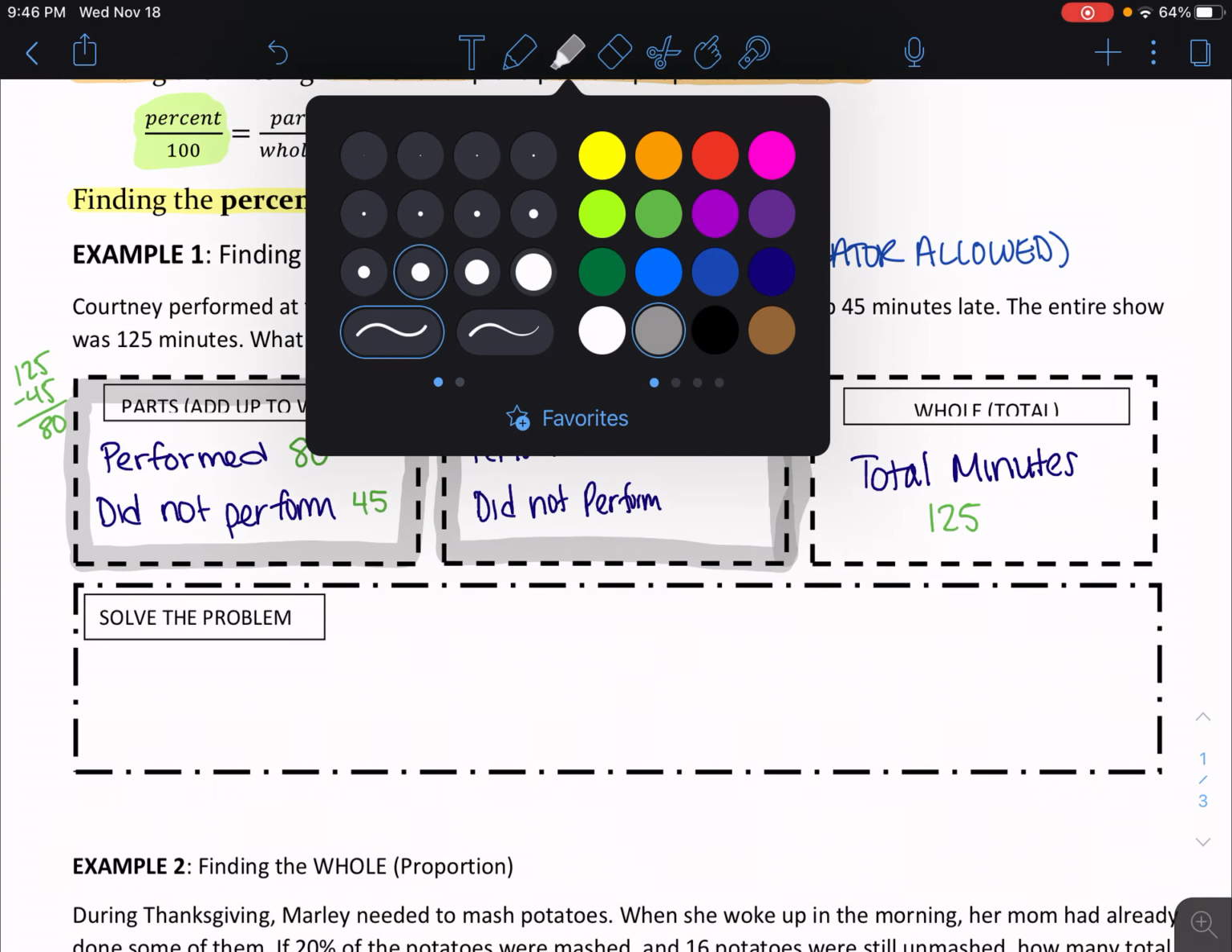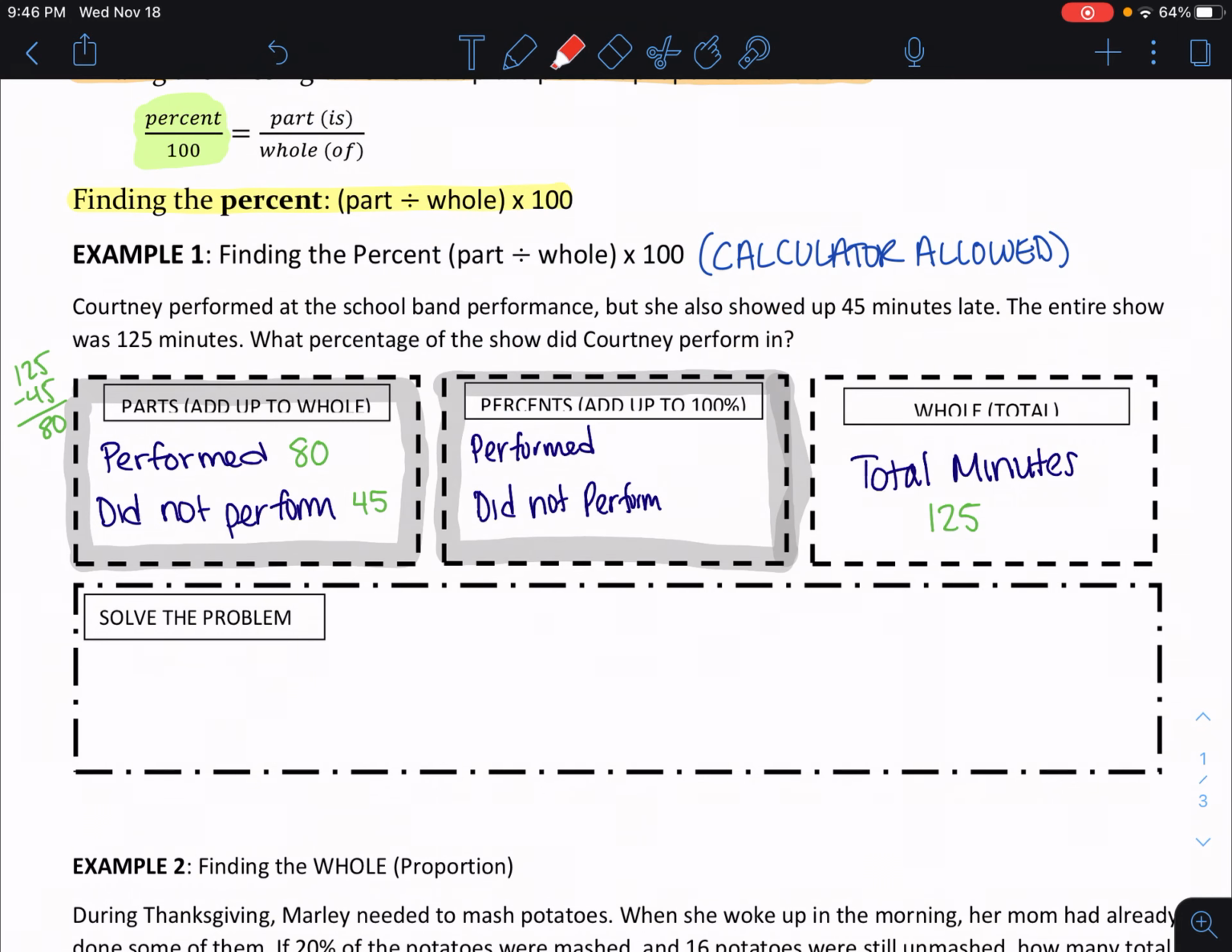Now I'm going to go to my question. And the question here says, what percentage of the show did Courtney perform in? I'm going to put a question mark by whichever thing I am trying to find. So in this case, I'm trying to find what percentage of the show she performed in. So that's my question mark.